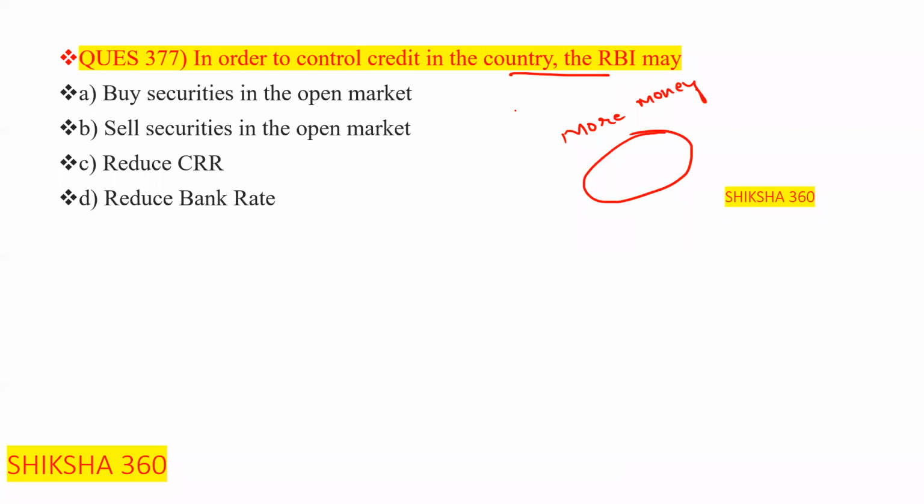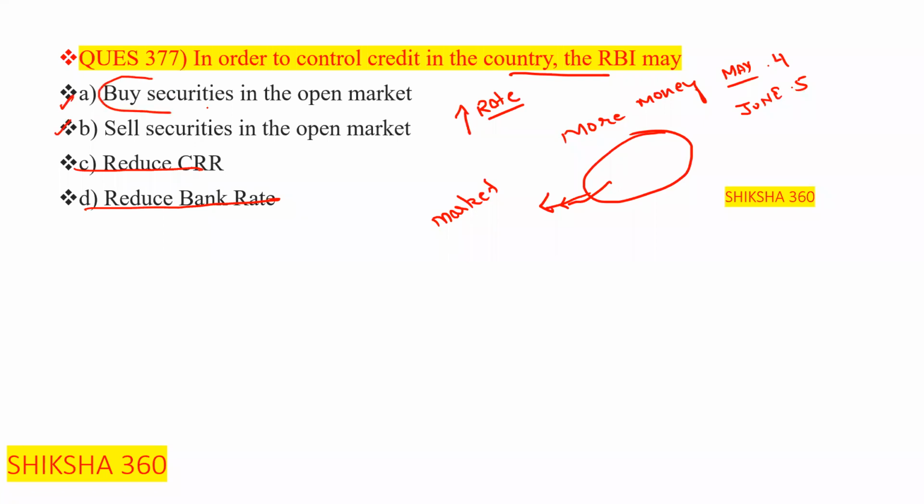So what they want to do is take out money from the market. How will they take out money from the market? Either they will increase the rate. Like you will see that in the month of May, RBI increased the repo rate by 0.4. In June also, they will increase the repo rate by 0.5. So either reduce CRR or reduce bank rate, no, this one is not. So our answer is either option A or option B.